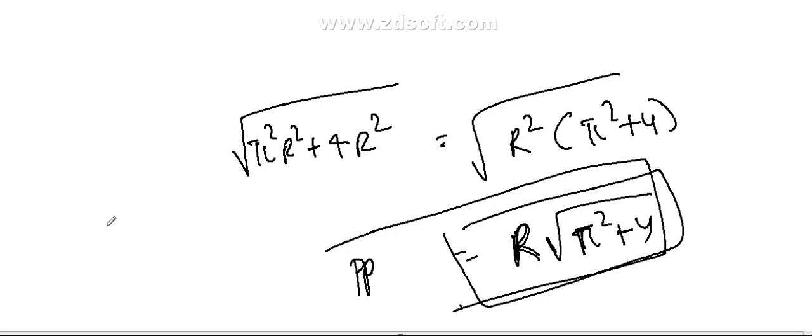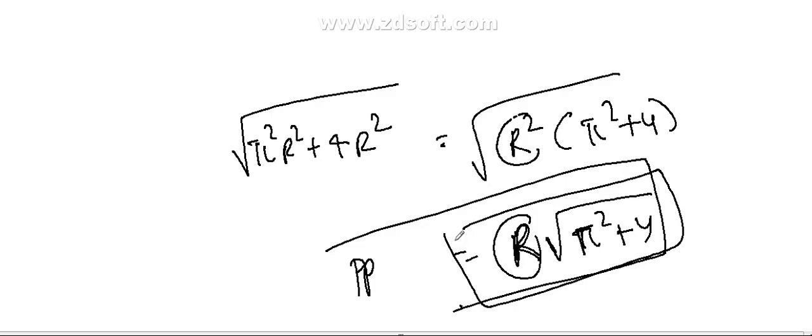So the value of it is r root pi square plus 4. Yes, so I am taking r square common. R square common means r square into pi square plus 4. Now r square is a square, so it came out as r, and pi square plus 4 is still there. Okay, sir. Are we clear?